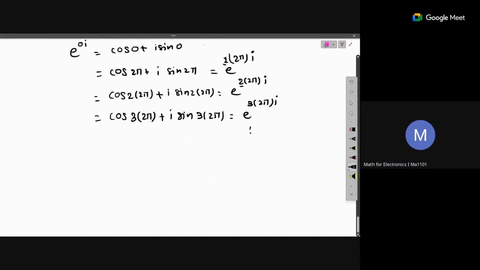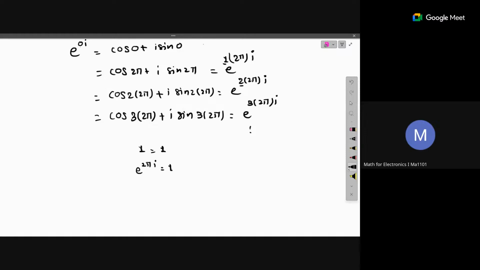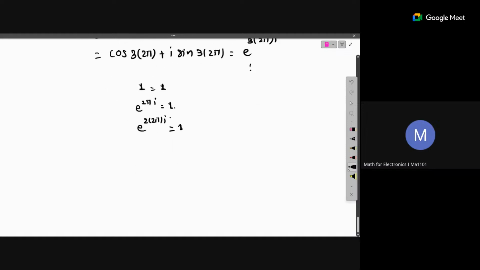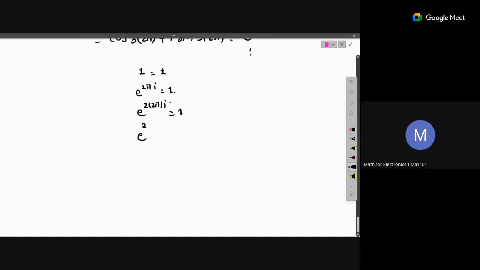So ultimately we can write that 1 is equal to 1. 1 is also equal to e to the power 2 pi iota. 1 is also equal to e to the power 2 times 2 pi iota. This is also equal to 1. And e to the power 3 times 2 pi iota is also equal to 1. And so on, e to the power n times 2 pi iota, where I take any natural number n, is also equal to 1.